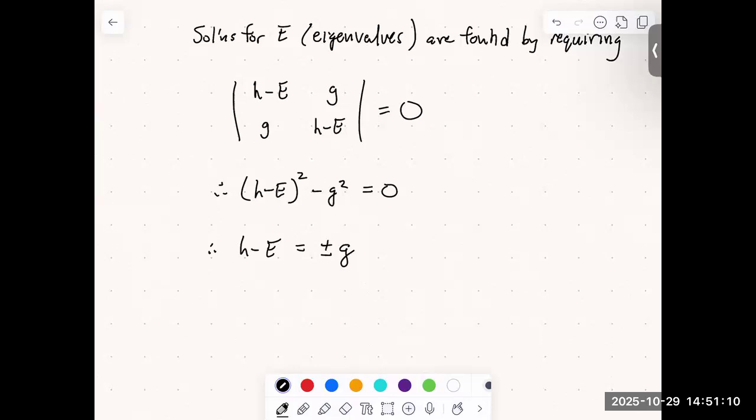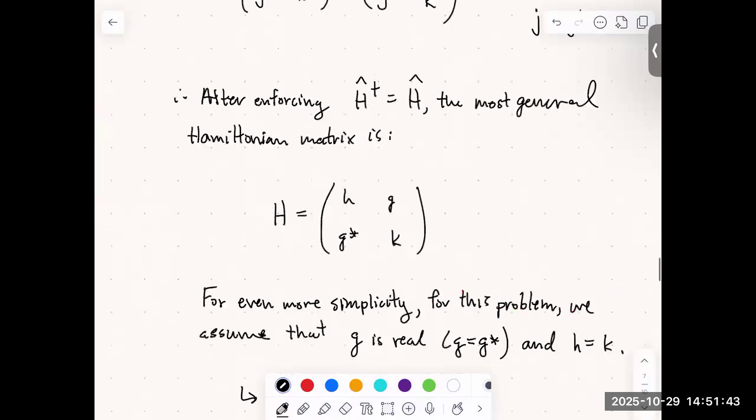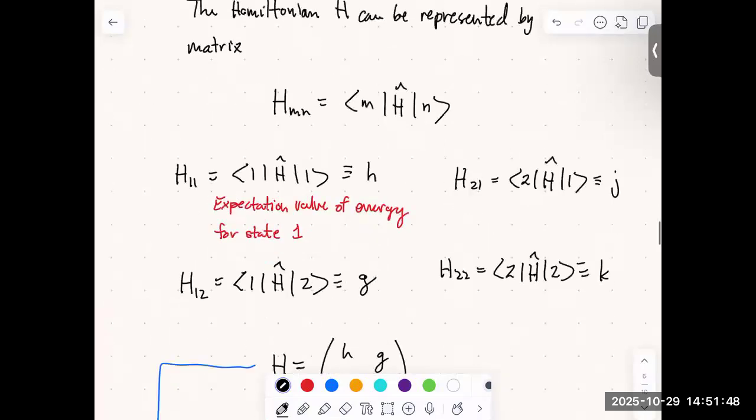That means there are two solutions for E. One of the solutions is, let's say, E plus is going to be equal to H plus G, and E minus is equal to H minus G. Okay, good. Those are our two eigenvalues. And I want you to notice something. What we said is that H, where is H? Way back here. Here it is.